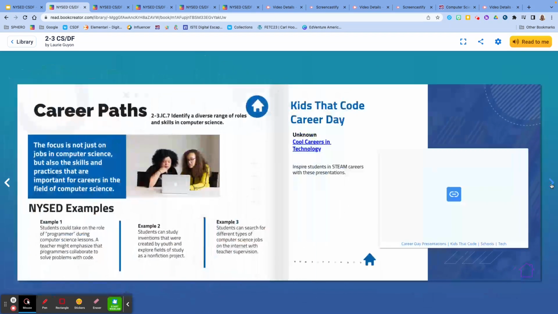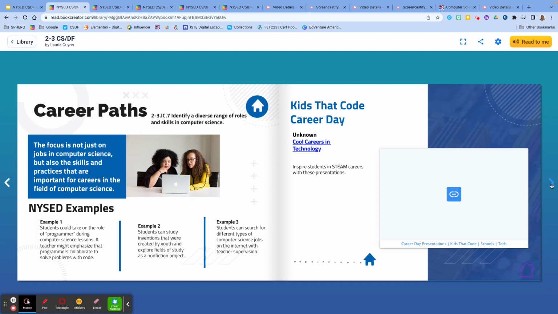And then after the examples, you're going to get to the last one, which is career paths, where you're going to be identifying a diverse range of roles and skills in computer science. So bring back those techsperts, talk about what it means to be a programmer, have your students do some troubleshooting. Those sorts of things are going to help you cover these standards.